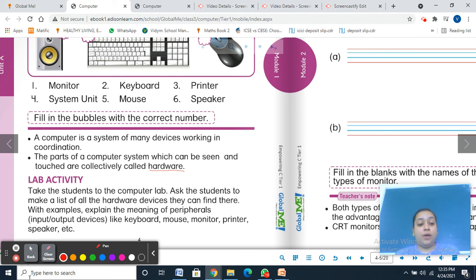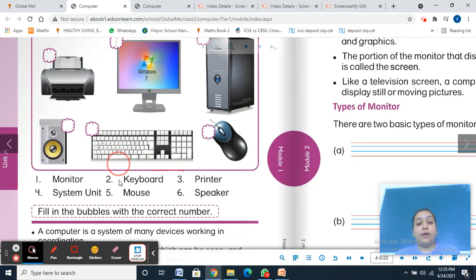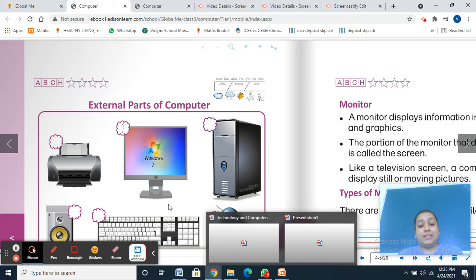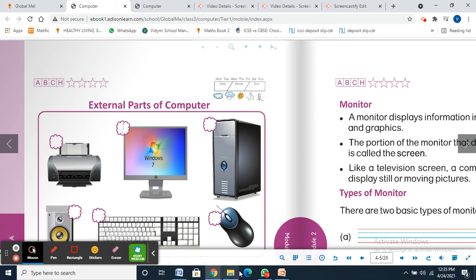Okay, so now I'm going to show you the slides of external parts of computer. We are going to revise what are the external parts of the computer, and we are going to elaborate those parts in our further classes. Fine, but we are going to see which parts do what and why they are the external parts, hardware of the computer. So let's start with the work. Please concentrate on the screen.